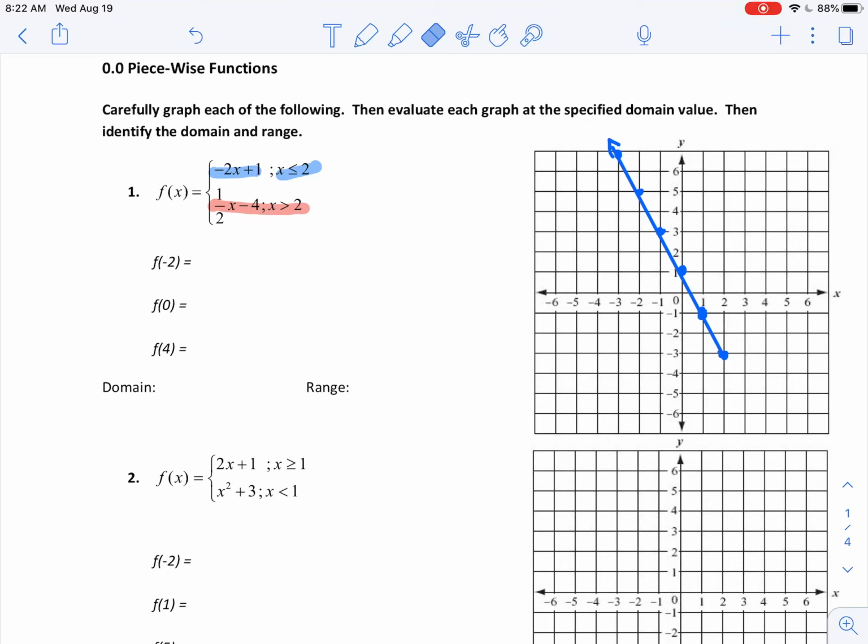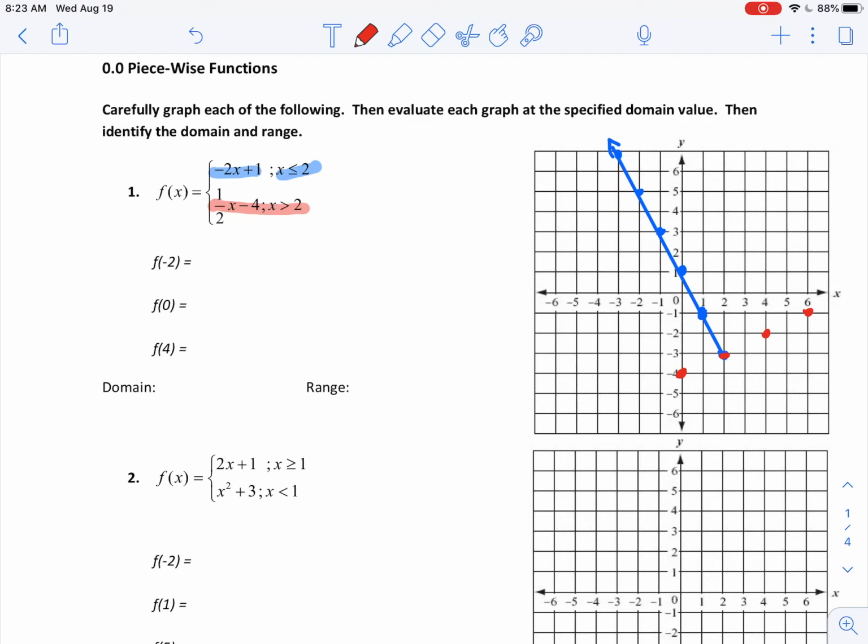If you didn't notice, if you are in Notability and you draw a line that's not perfectly straight, but hold your finger or pen at the end, it'll draw you a perfectly straight line. Okay, moving on. My second piece is 1/2 x minus 4. So I'm going to start down at negative 4, and my slope is 1/2, so up 1, to the right 2. However, I'm only going to include the part of the graph where x is greater than 2.